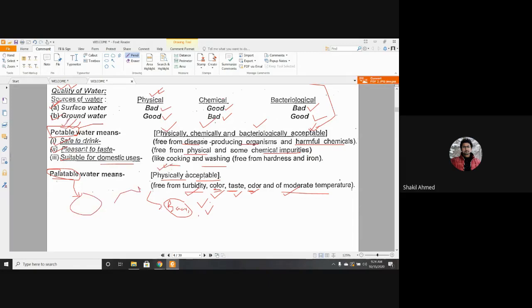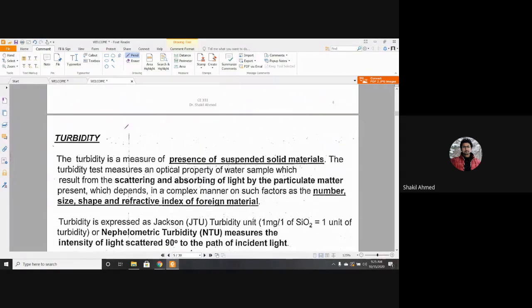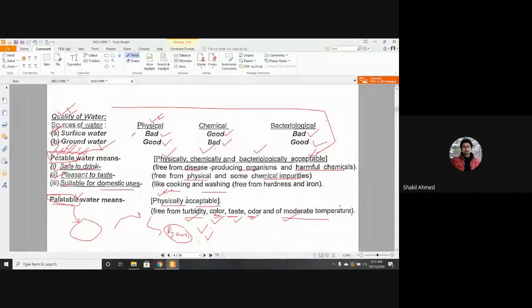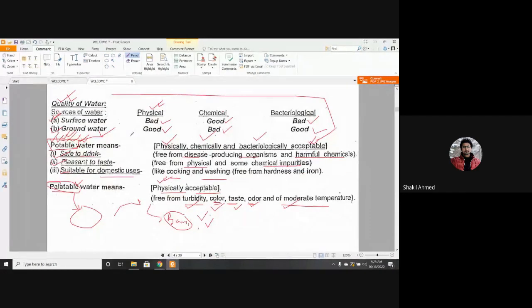But potable water means it's safe to drink. So which one do you want to drink, palatable or potable? Potable. The water might look good but may contain virus. That's not potable. Potable looks good and at the same time does not contain any harmful microorganisms or any other substances. Okay. Any questions from here, guys? No, sir.